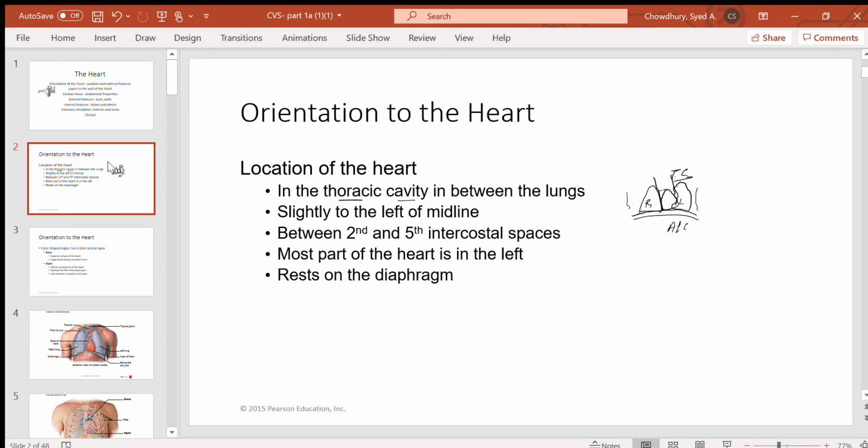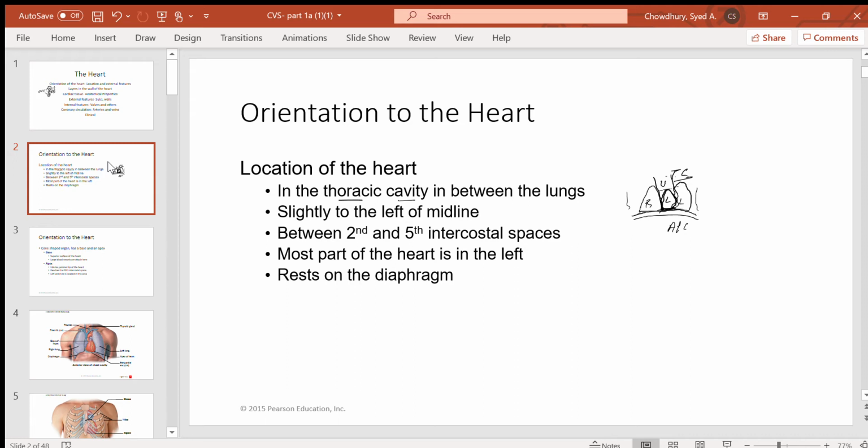Now if we divide the mediastinum into upper and lower parts, this is the upper mediastinum. This is the lower mediastinum, and you see your heart is located in the lower mediastinum between the two lungs. Heart rests on the diaphragm, sitting on the diaphragm, attached strongly to the diaphragm.